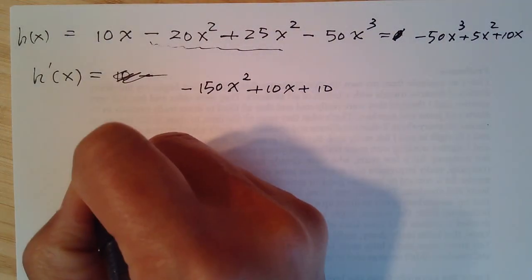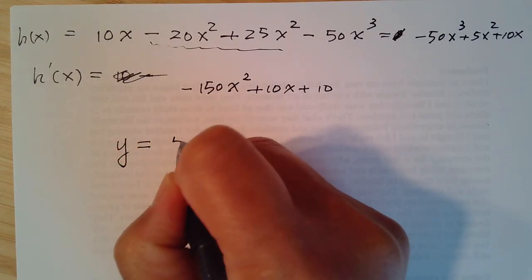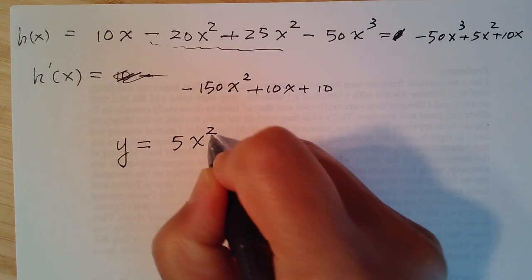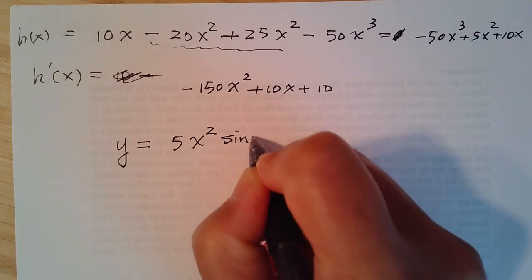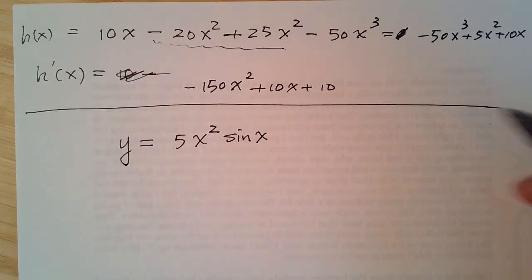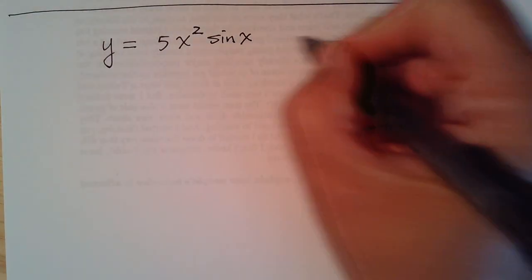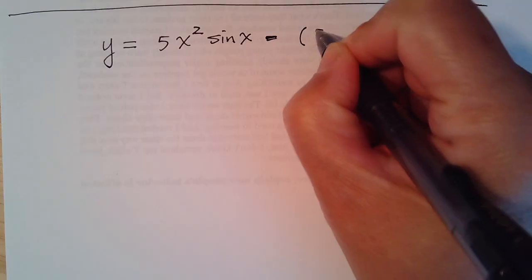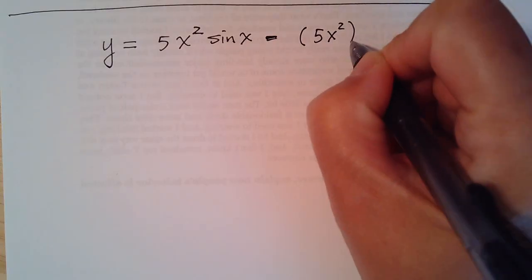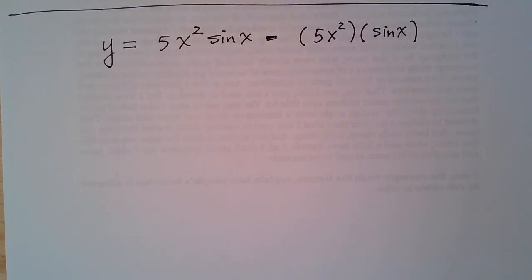For example, if I give you y equals 5x squared sine x. Now, if this is the case, you cannot distribute. Okay, forget about that. We're going to work on this. Now, how do you find y prime? One function is 5x squared. Another function is sine x. So that's one function times another function.